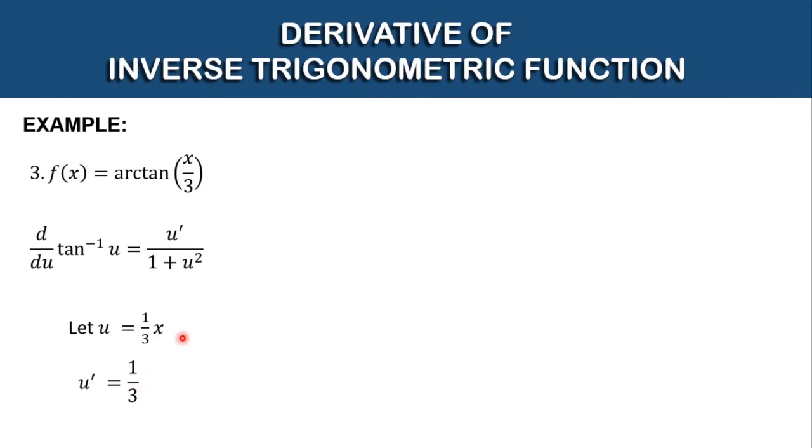And after having these two values, isubstitute na natin sila dun sa ating formula. So ang u prime natin is 1/3. Yun yung nasa numerator natin. And 1/3 x is isa-substitute natin dito sa ating u. So by substitution, we have 1/3 sa numerator natin over 1. So yung 1 naman ay constant. Plus, ang u natin is 1/3 x. So ito yung u natin squared.